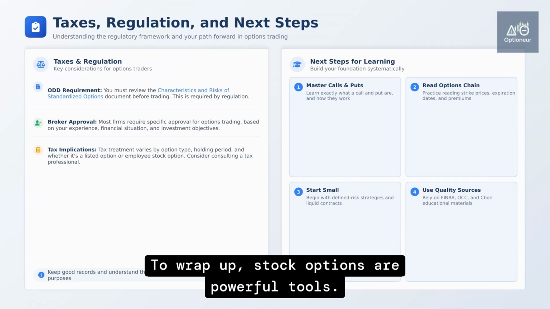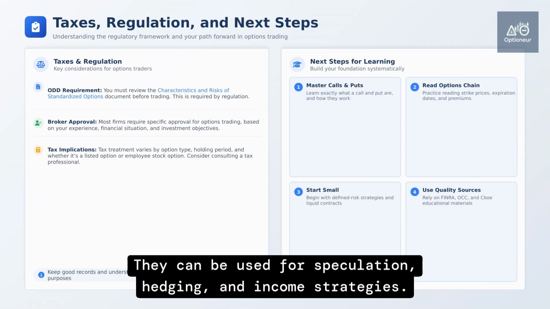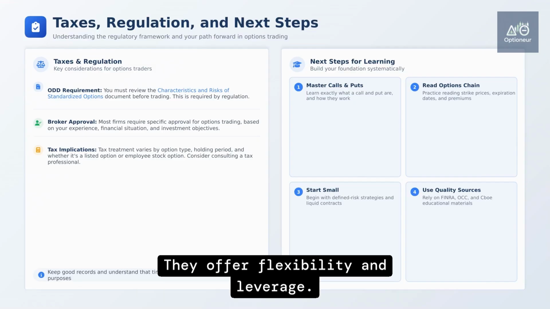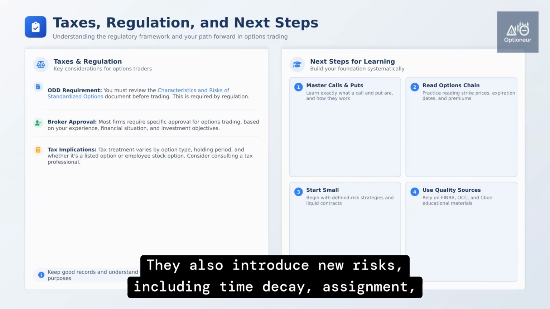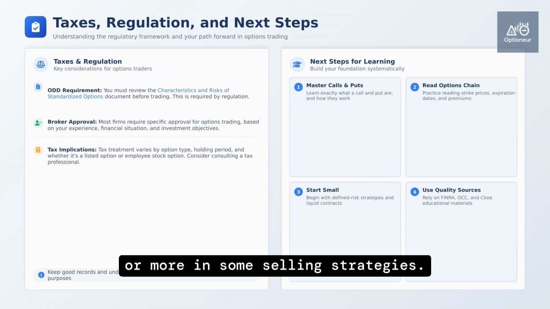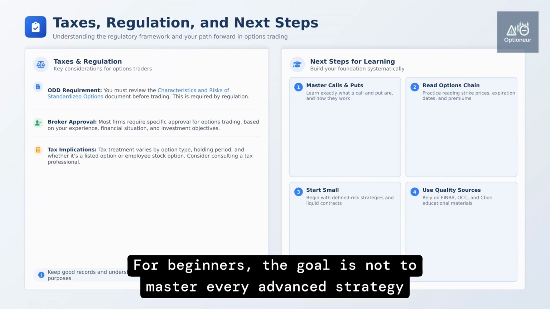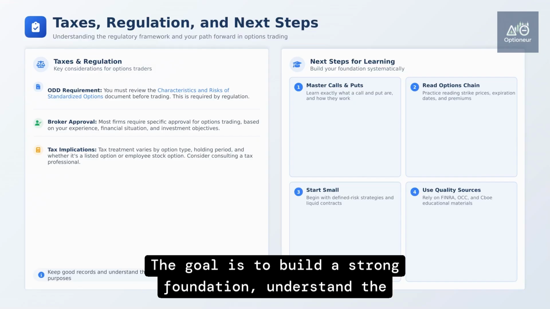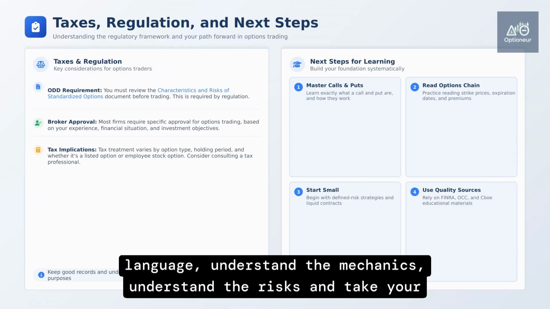To wrap up, stock options are powerful tools. They can be used for speculation, hedging, and income strategies. They offer flexibility and leverage. They also introduce new risks, including time decay, assignment, margin pressure, and the possibility of losing the entire premium paid or more in some selling strategies. For beginners, the goal is not to master every advanced strategy right away. The goal is to build a strong foundation. Understand the language, understand the mechanics, understand the risks, and take your time.